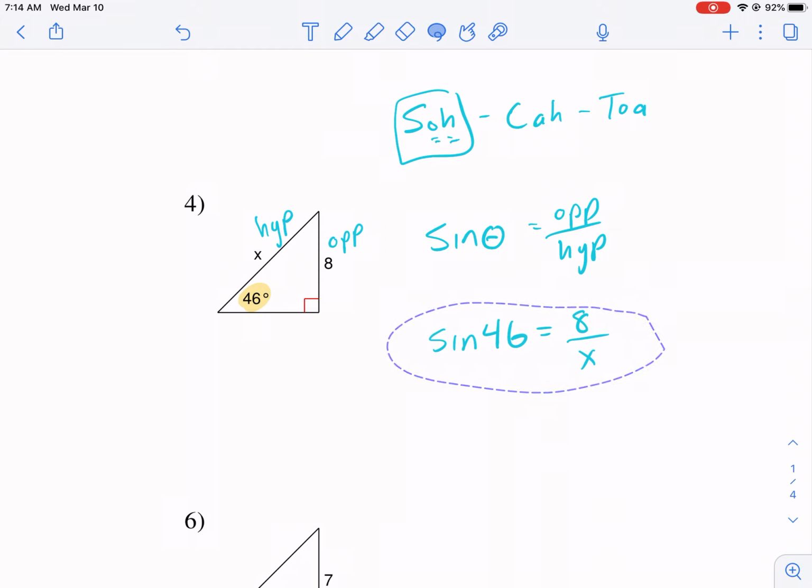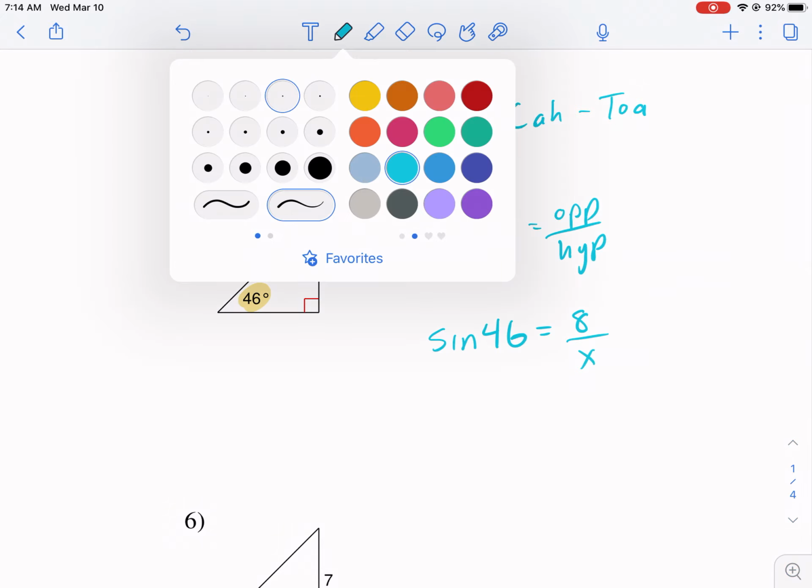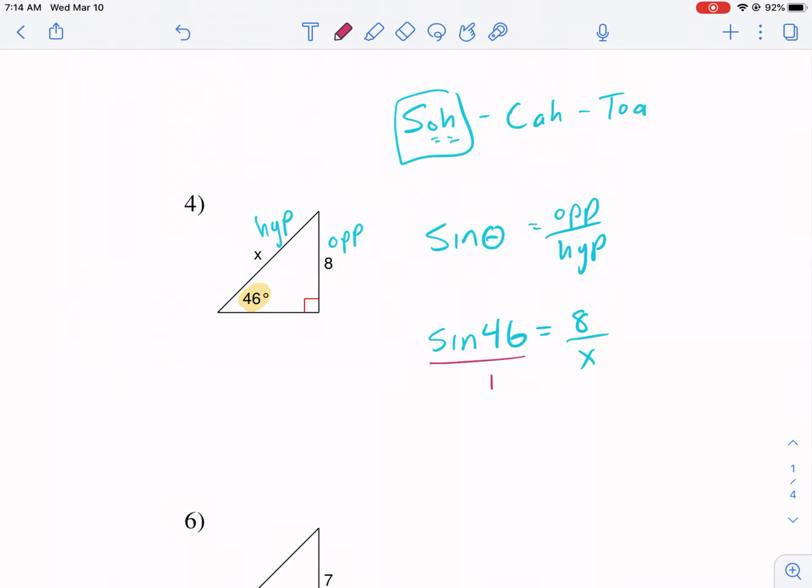Okay, 8 over x. Now, what do I do from here? I solve. So this is why I like to put it over 1.